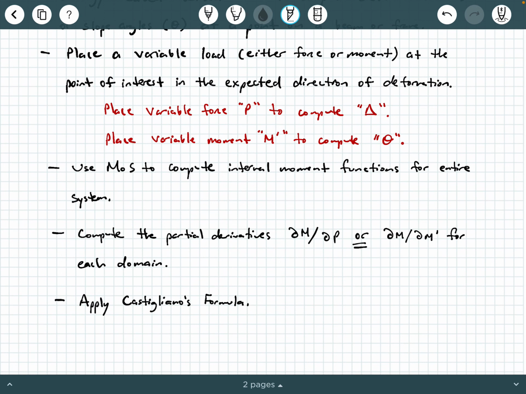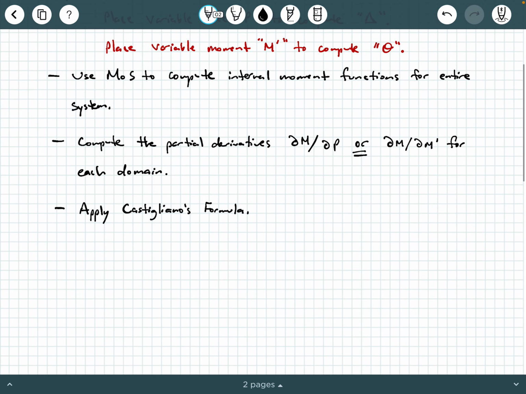And then last, we're going to apply Castigliano's formula. Now, what does Castigliano's formula tell us to do? Let's write this down. If you want a deflection, Castigliano's formula is delta equals the summation as i goes from 1 to n of the integral from 0 to L of M over EI times the partial derivative of moment with respect to force, dx, and then all of that integral term is a sub i.